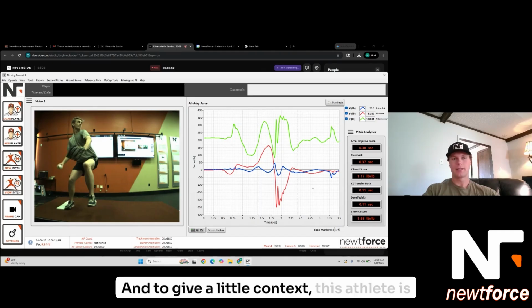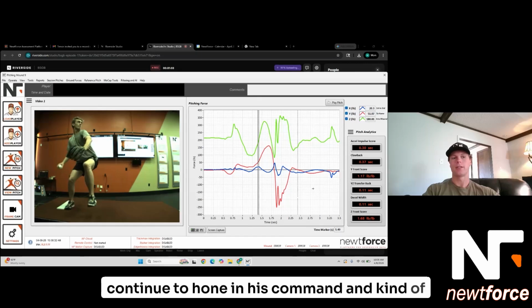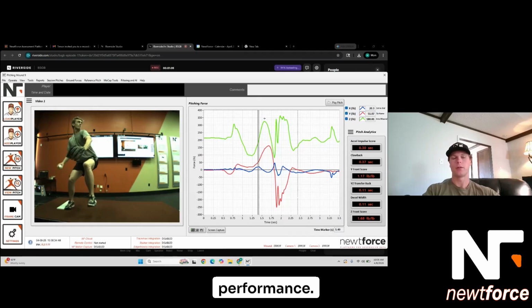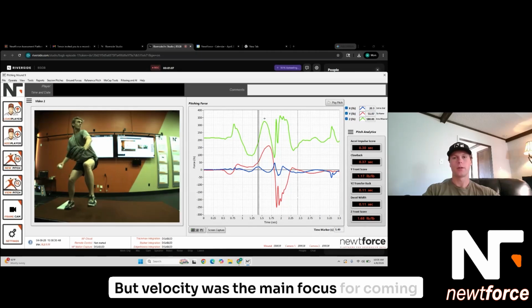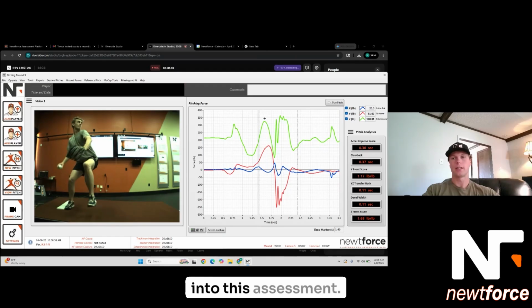And to give a little context, this athlete is a junior college, a freshman in college, so he's trying to continue to develop his velocity and also continue to hone in his command and kind of just take the next step in terms of his performance. But velocity was the main focus for coming into this assessment.